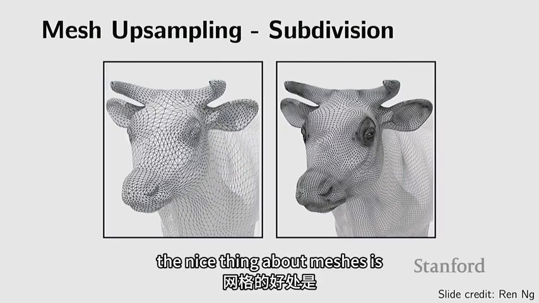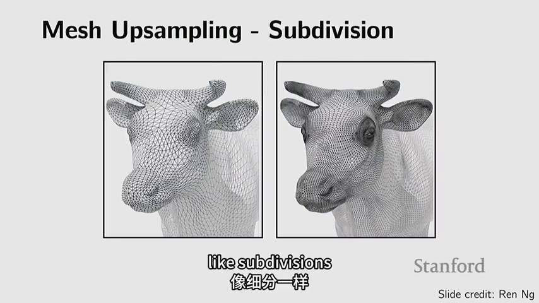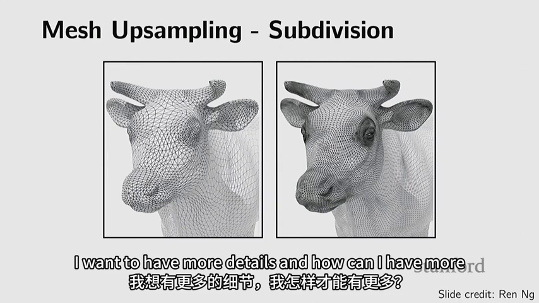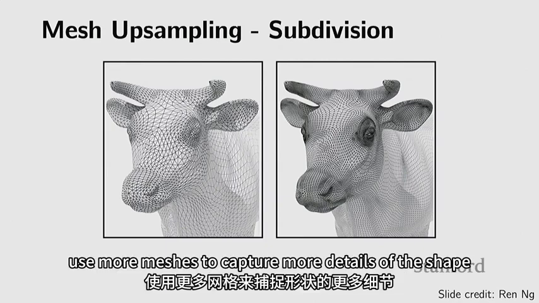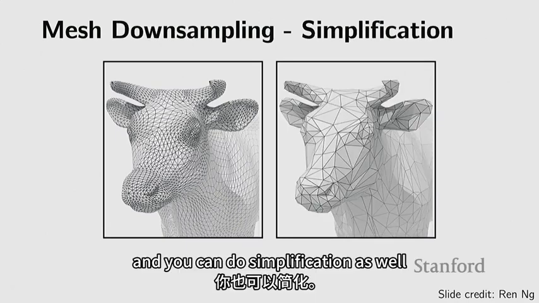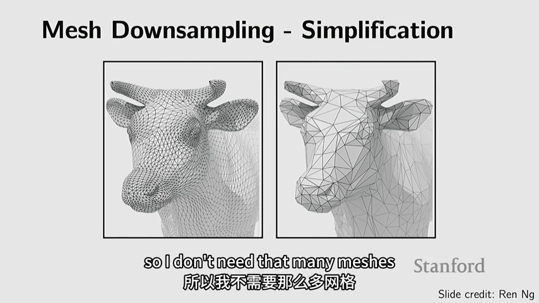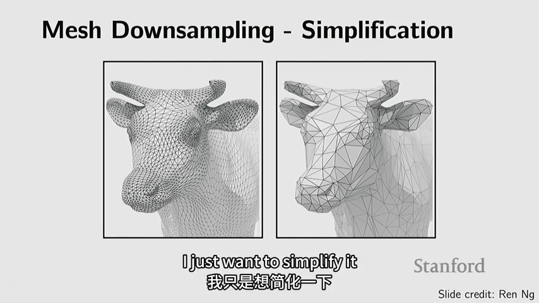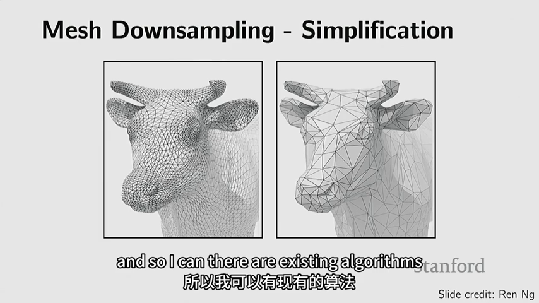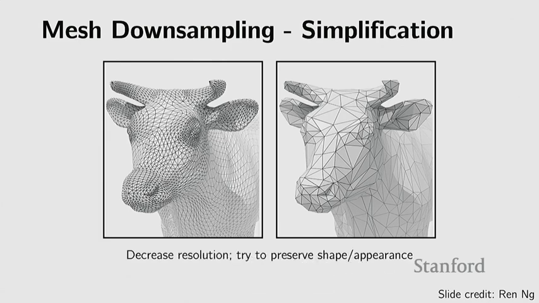The nice thing about meshes is that they support a lot of operations like subdivision. Oh, I want to have more details, so how can I use more mesh faces to capture more details of the shape? And you can do simplification as well. Sometimes you want to process things very fast, so I don't need that many faces. I just want to simplify it. And there are existing algorithms that allow you to do that as well.